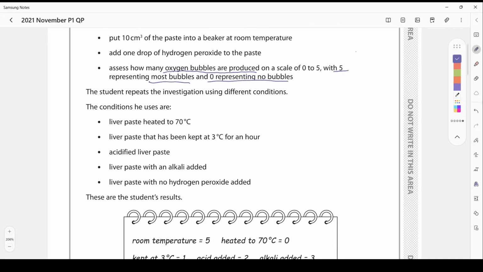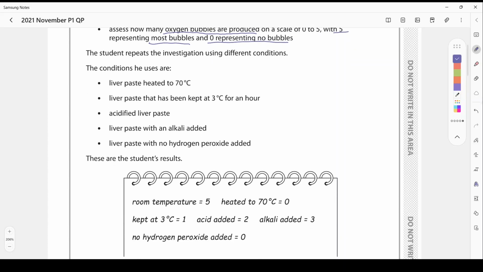So these are the different conditions that the student did the investigation in. It says here, liver paste is heated to 70 degrees. We know that enzyme activity is affected by temperature. I'm just going to write a little graph here. If you had temperature and then rate of reaction, as the temperature increases, the rate of reaction increases, and that's because there is more kinetic energy, so therefore more frequent collisions between the substrate and the enzyme.